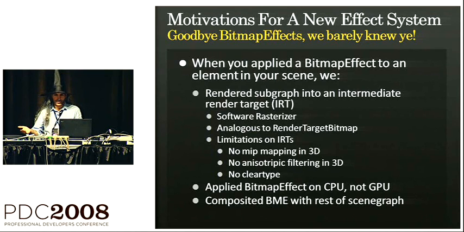If you use something with a bitmap effect applied to it in 3D, we don't generate an entire mip chain for it. We're not doing anisotropic filtering for it, so you'll notice that the quality, especially when there's a very sharp angle on your surface, is not as good as it would be with an image brush, for instance. And there's no ClearType in intermediate render targets.